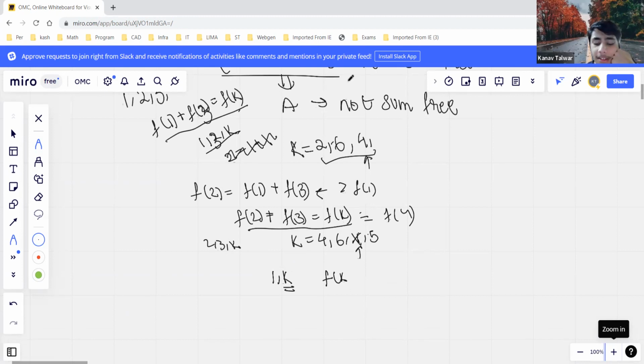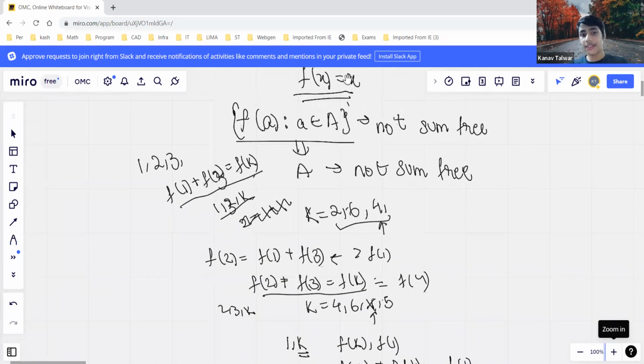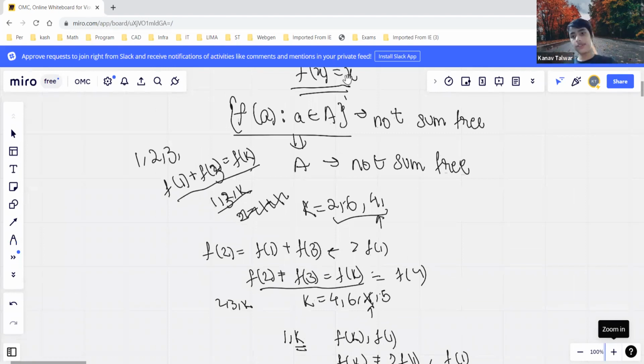So you have that if {1, k} is not sum free, then {f(k), f(1)} is not sum free. That is, f(k) should not be equal to twice f(1) or f(1)/2, right? Try to use this. Try to first construct an image set which is not sum free, and then go back to the original set.